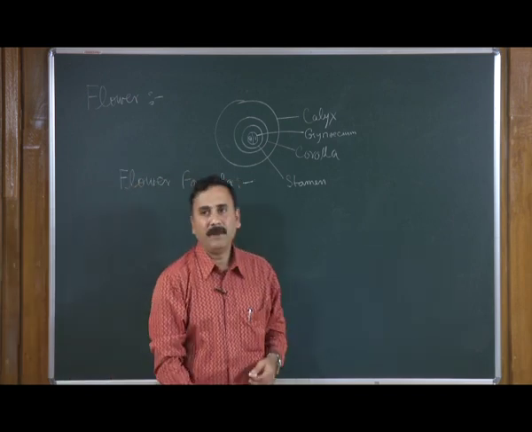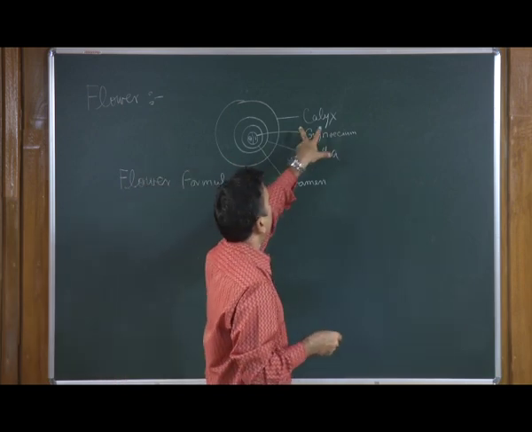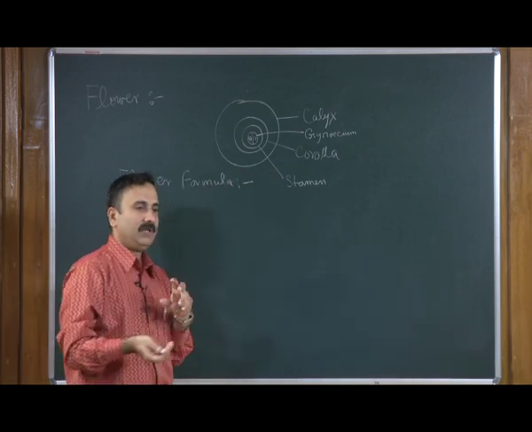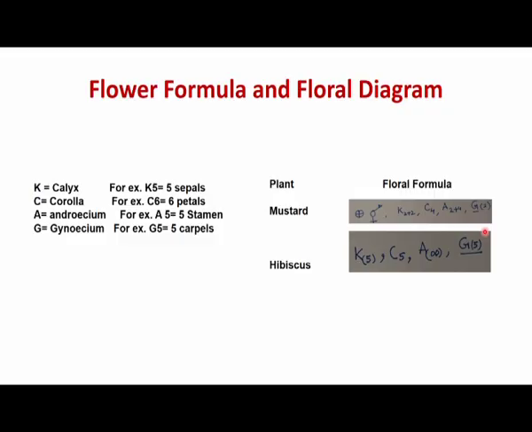In the floral formula, you can use the defined terms for each and every part of the plant, and then you can define the arrangement of these different parts. As you can see on the PowerPoint slide, for example, if the plant has the calyx, you can write K, and if it contains, for example, 5 sepals, then you can write K5. Similarly, for corolla you can write C, and suppose it contains 6 petals, then you can write C6.